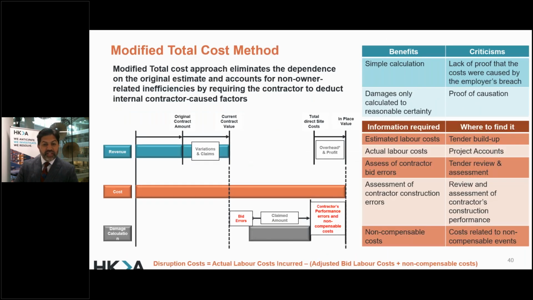We then need to look at modified total cost method. Now, this approach eliminates the dependence on the original estimate and accounts for non-owner related inefficiencies by requiring the contractor to deduct internal contractor cost factors. So we are already looking at it. So you've made some bid errors, you've made some contractor performance errors and non-compensable costs. So you're only claiming for a proportion of the additional cost on the contract. So you've already highlighted it to the employer that, look, yes, we've messed up, but 100% is not our messing. And here is the proportion of it.